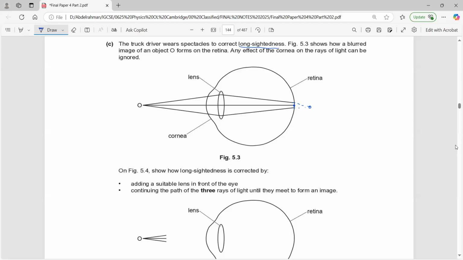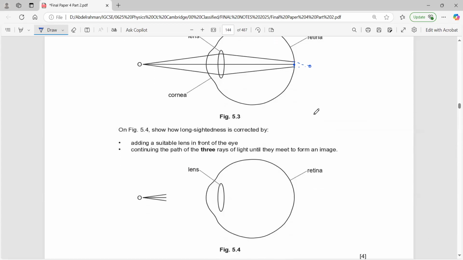Why do I use a converging lens? The eye is already a converging lens. Yes, it is. Should I use another converging lens? Yes, you should use another converging lens, which will bend the light even further, and therefore the light rays will meet on the retina.